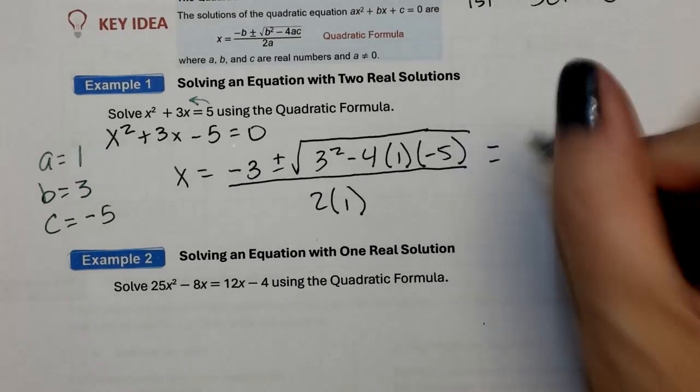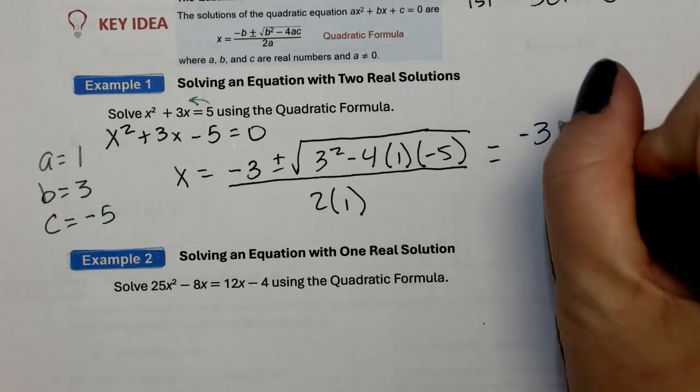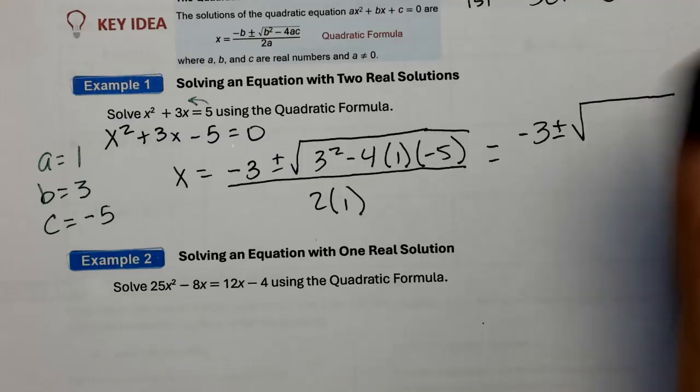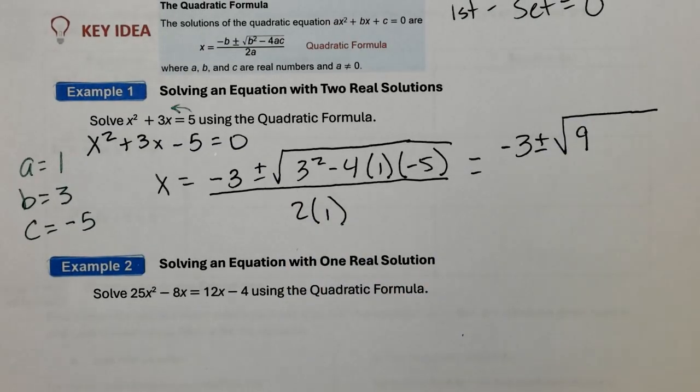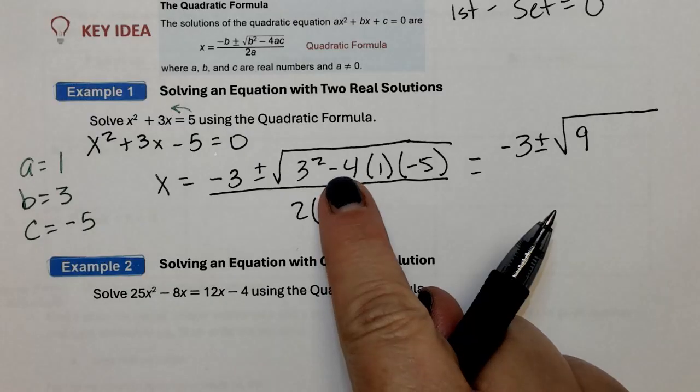All right, so we're going to just work this out one step at a time. We're going to simplify it one step at a time. So I'm going to start with 3 squared. 3 squared is equal to 9. Then I'm going to treat this as a negative.